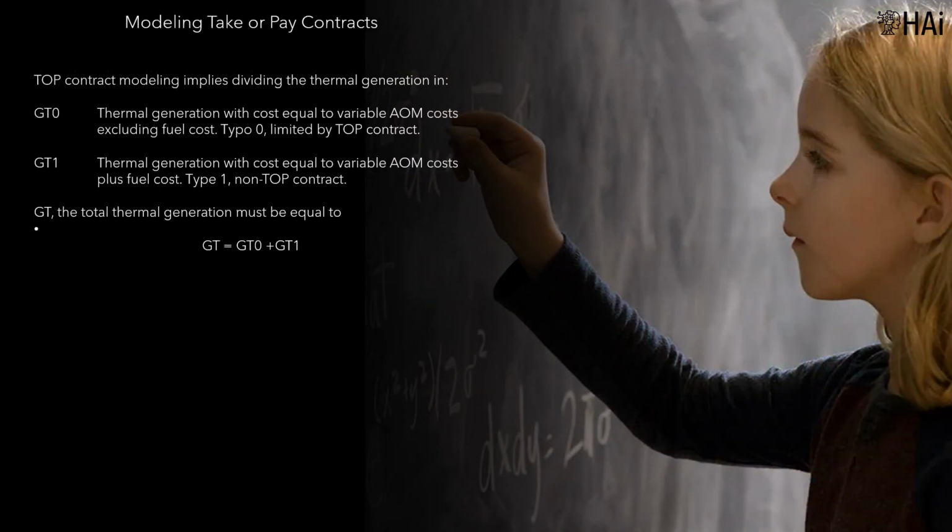TOP contract modeling implies dividing the thermal generation in two. GT0: thermal generation with cost equal to variable O&M costs excluding fuel cost, Type 0, limited by TOP contract. And GT1: thermal generation with cost equal to variable O&M costs plus fuel cost, Type 1, non-TOP contract. GT, the total thermal generation, must be equal to GT0 plus GT1.